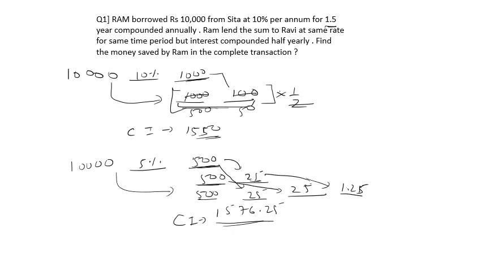Here CI is 1576.25. So the difference is how much? This part is 1550, this is 1576.25. So the difference is 26.25. This is the money saved by Ram in the complete transaction. I hope this part is clear. Now let's move to method 2.